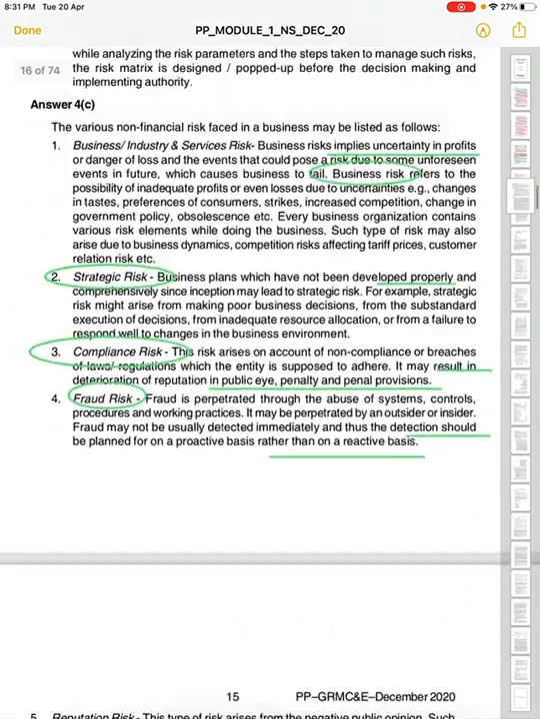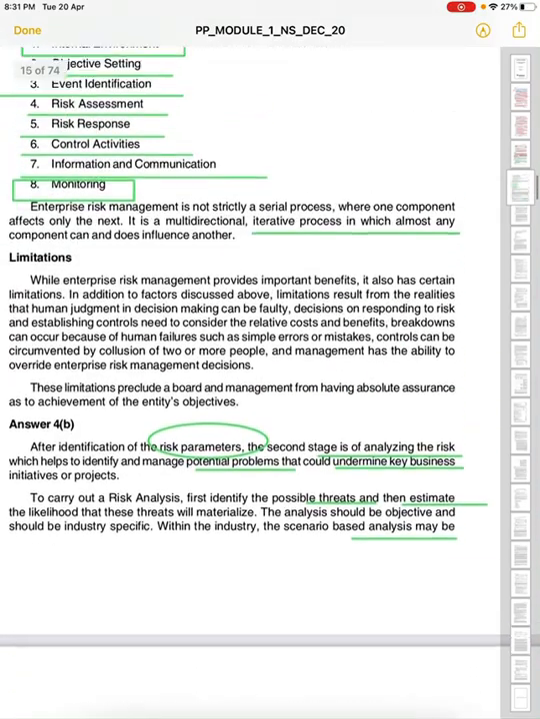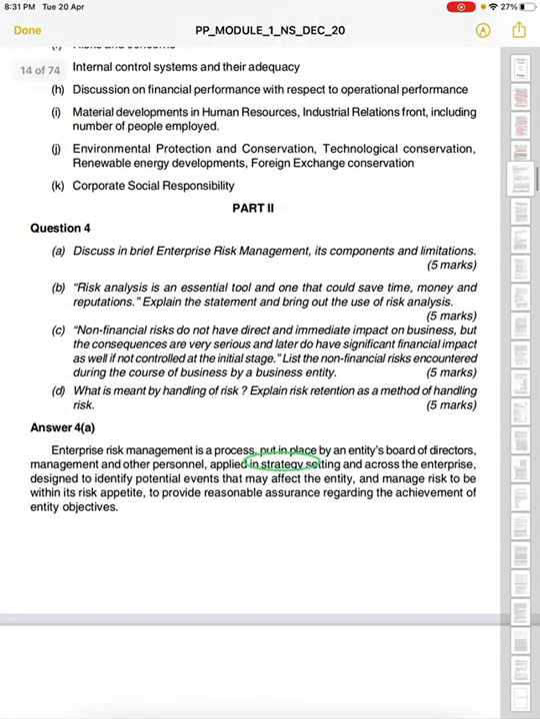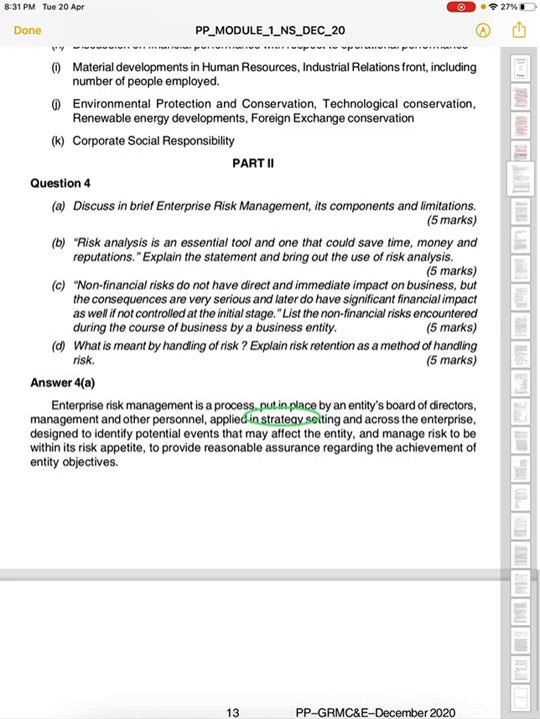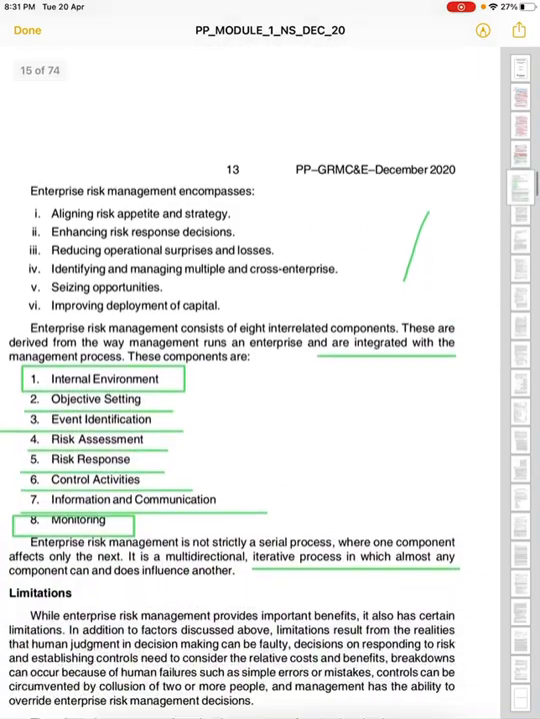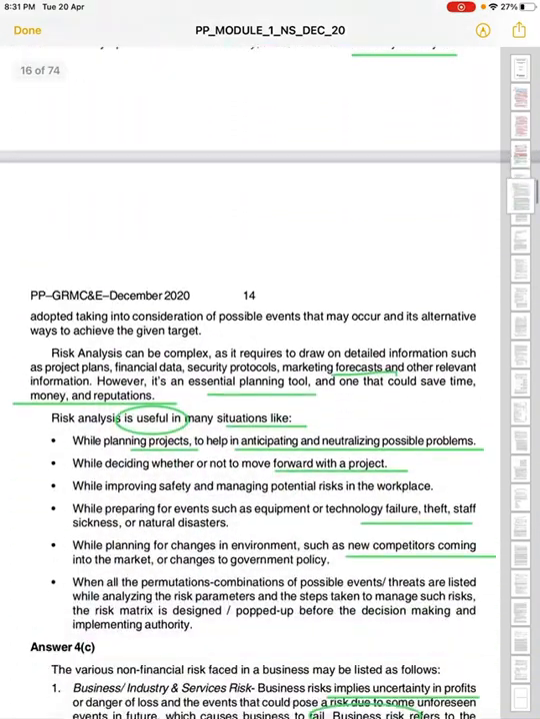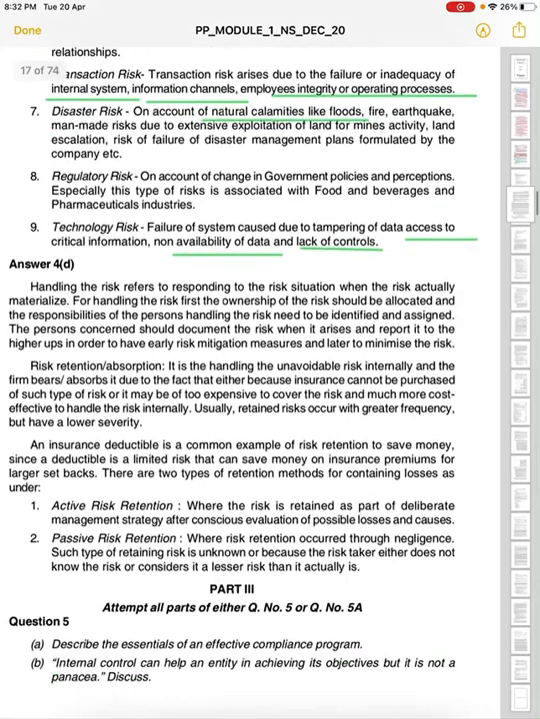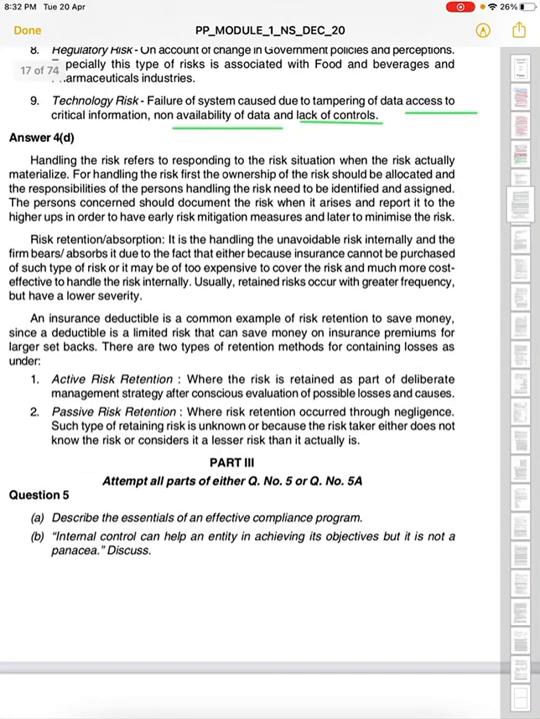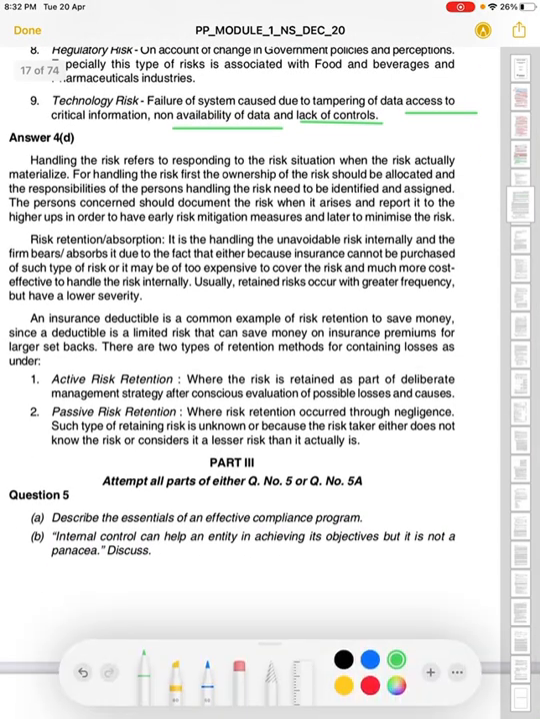Now we have another question, question number 4 and the last topic of this lecture: what do you mean by handling of risk? How do we handle this risk, and explain risk retention as a method of handling risk. Risk retention means those risks which we can retain. Some risks we can retain and some risks we have to avoid. Handling of risk refers to responding to the risk situation, how we respond when the risk actually materializes.